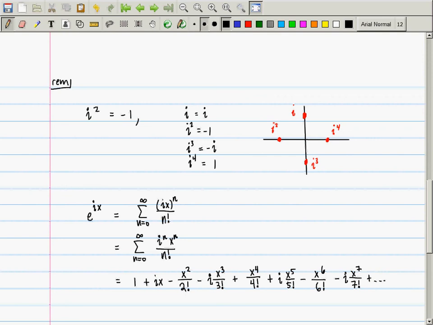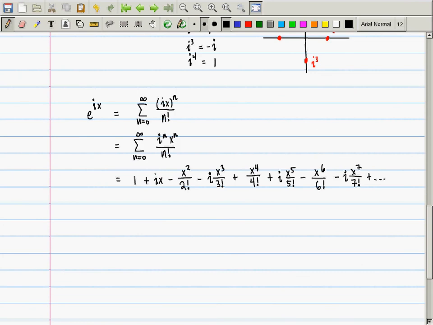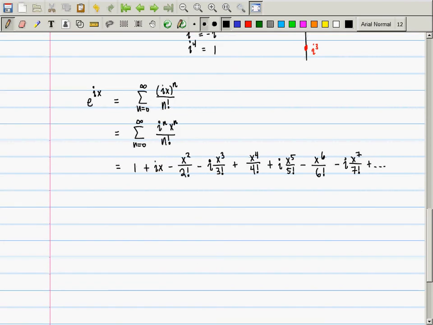Now tell me, what's happening here? What's true about all of the even terms? What's absent with all of the even terms? i, right? The zero term, no i. The squared term, no i. Four, no i. The eight term will have no i. What's true about all the odd terms? They all have i.